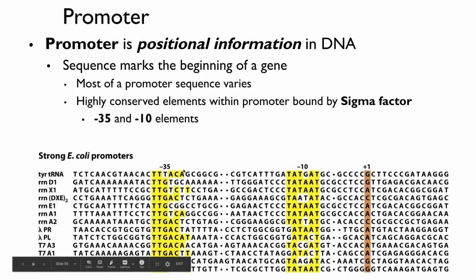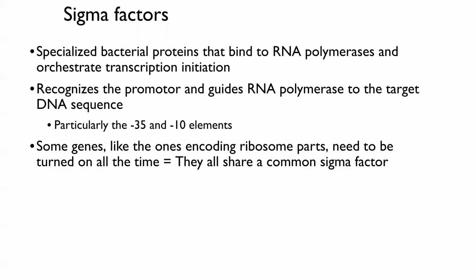Now, sigma factors themselves are specialized bacterial proteins that bind to RNA polymerases. Now, remember, RNA polymerase is an enzyme that transcribes RNA from DNA. So this is what starts transcription, what does the process of transcription, so making messenger RNA from DNA. Now, what sigma factors do is they recognize the promoter and guide the RNA polymerase to that target DNA sequence. Remember, they're targeting that -35 and that -10 element.